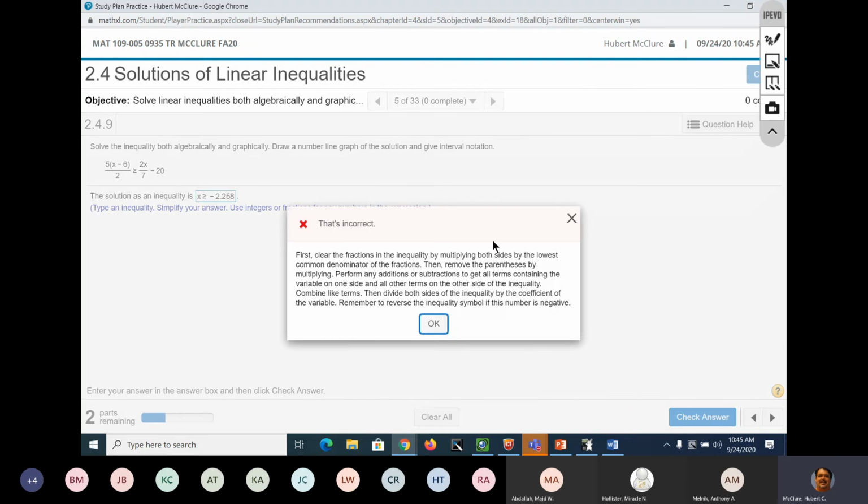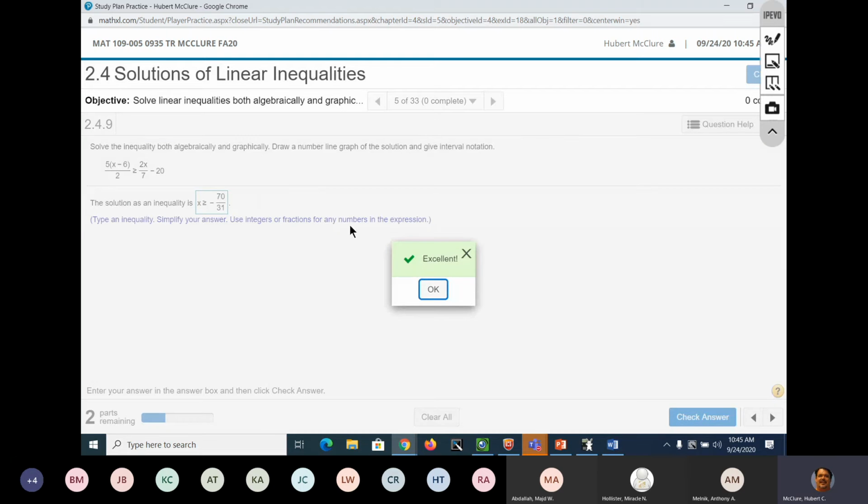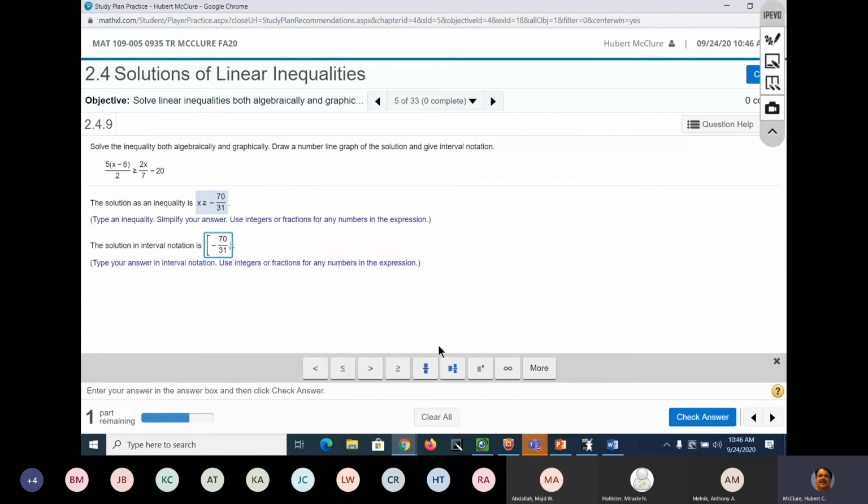Okay, then let's try negative 70 over 31. There we go. They wanted a fraction. Interval notation is bracket, negative 70 divided by 31, comma, infinity with a parenthesis.